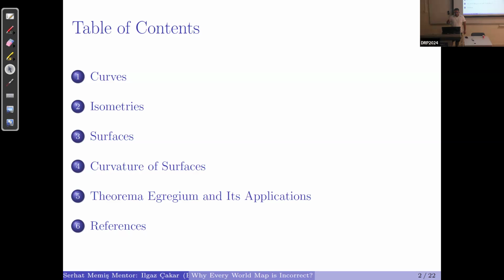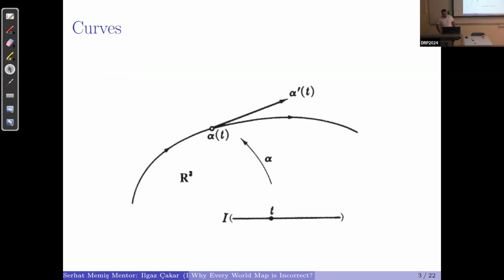To understand surfaces clearly, we will begin with some basic concepts, curves. And as I mentioned, the theorem is about mappings. We need to introduce isometries also. So let's begin with the curves.